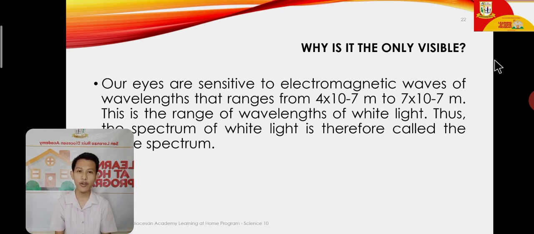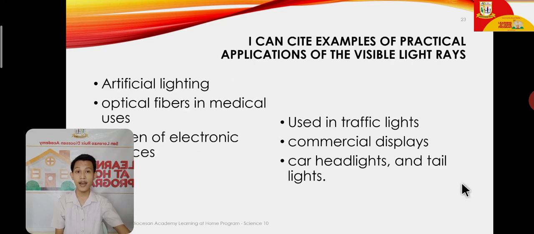But why? Our eyes are sensitive to the electromagnetic waves of wavelengths that range from 4 times 10 raised to negative 7 meters or 400 nanometers to 700 nanometers. This is the range of wavelengths of white light. Thus, the spectrum of white light is therefore called the visible spectrum. Kasi nga, yun lang yung kaya i-view ng ating eyes, yung tinatawag nating visible spectrum. Yun lang yung kaya niya. Yun lang kasi yung part na sensitive yung ating eyes.